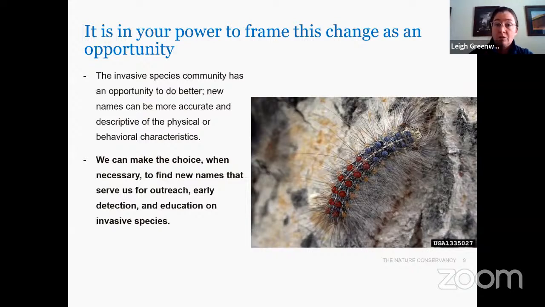We can be more accurate. We can be more descriptive. We can be less insulting to a group of people. And we can use this as a physical characteristic of the egg case to be diagnostic in our outreach to increase the possibility of reporting this insect correctly in new infestations and outbreaks. So we can make this choice when it's necessary to find a new name, and in this case, one that really serves us for outreach, early detection, and education on this particular invasive species.